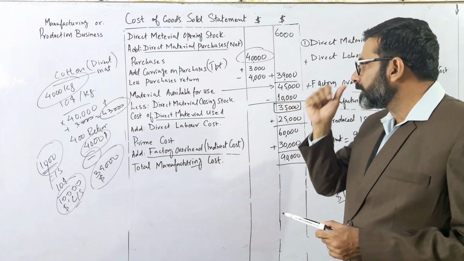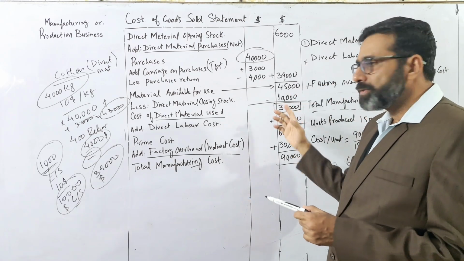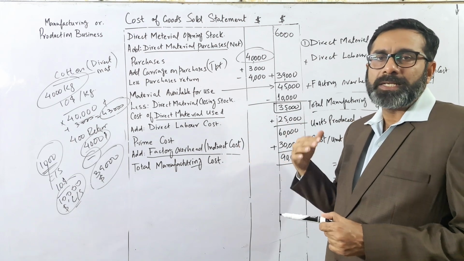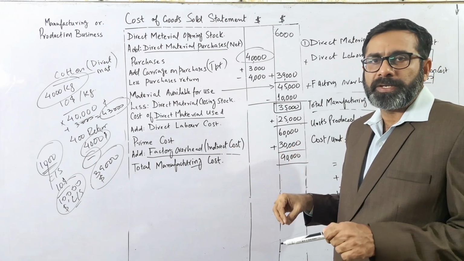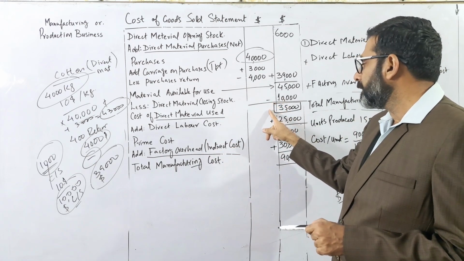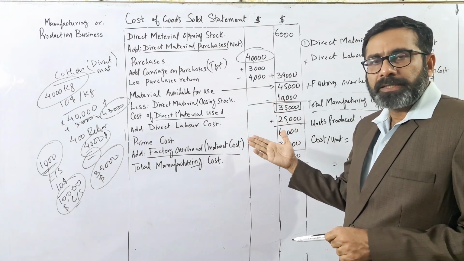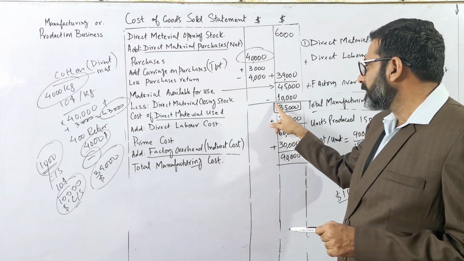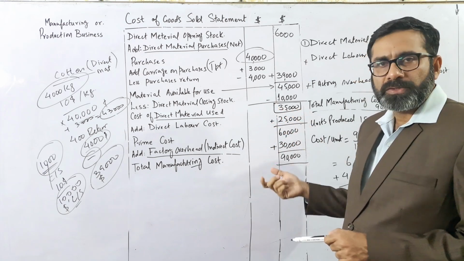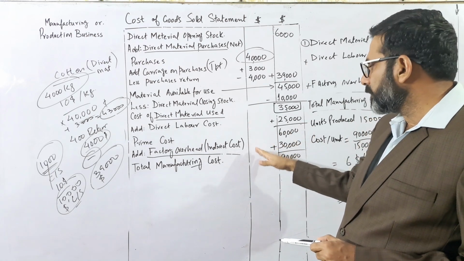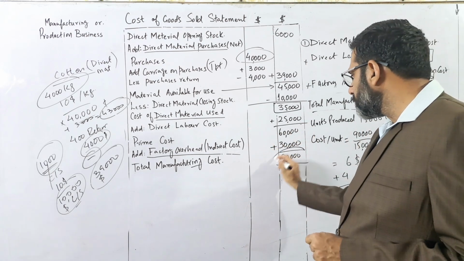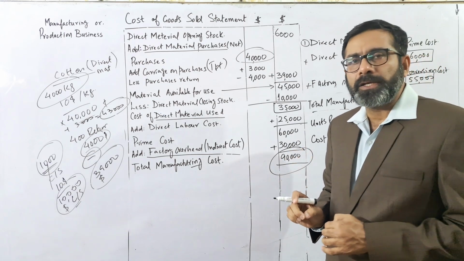It means 45,000 is available for use. 10,000 is still unused, the closing stock of raw material, which will be used in the next period, not in this period. So we have to deduct it. If we subtract it, we get 35,000 as the material used, and then the labor cost and the factory overhead cost. So the total manufacturing cost we get as a final value is 90,000.